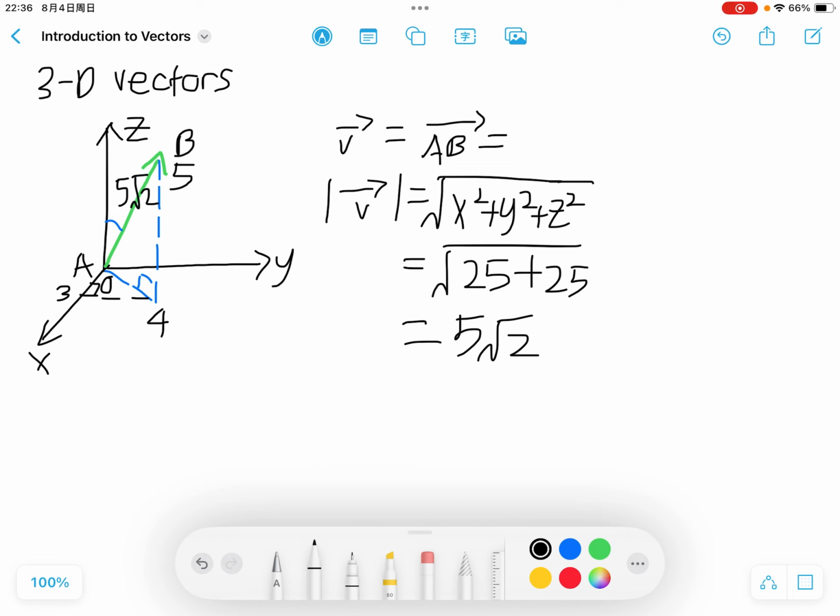Now we can also try to write this vector V not solely with the magnitude, but with magnitude and direction. As you can guess from the previous two examples of 1D and 2D vectors, we can write this with 3 numbers: the x coordinate, 3, the y coordinate, 4, and the z coordinate, 5. You can also write this as 3, 4, 5 like this, or you can write this in brackets like that: (3, 4, 5).